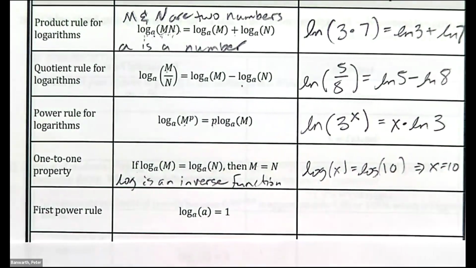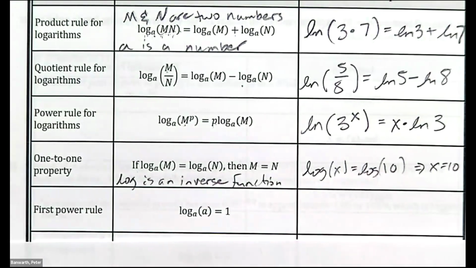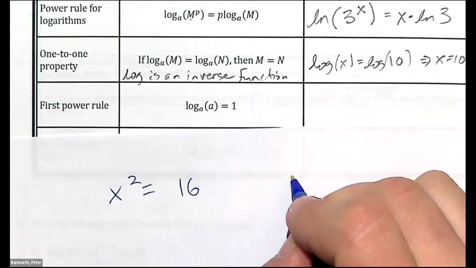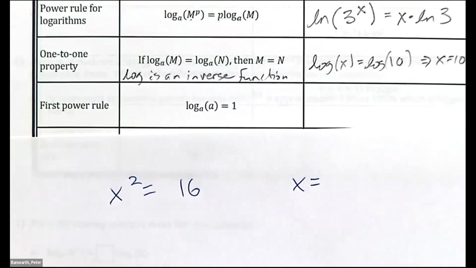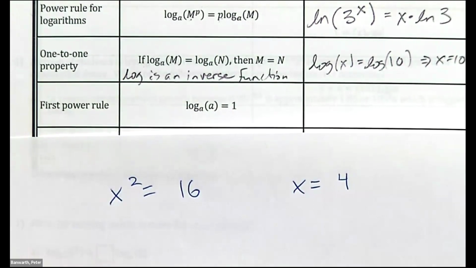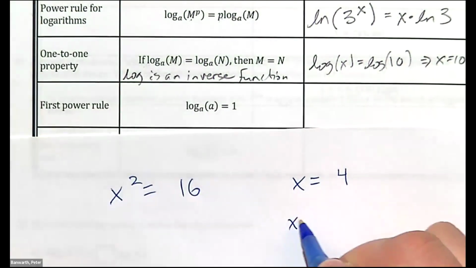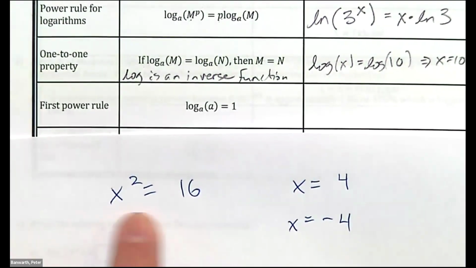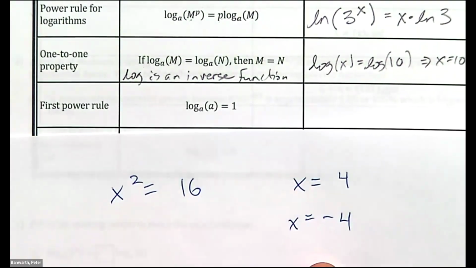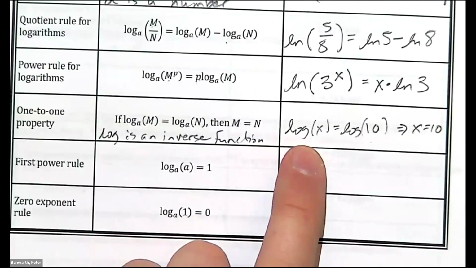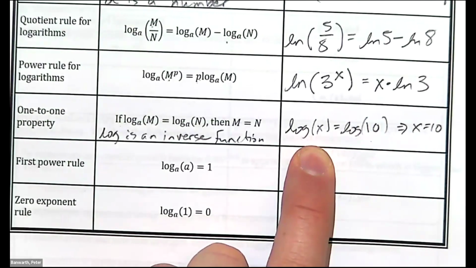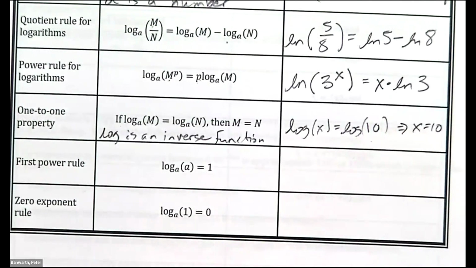Let's do another one. If I tell you that x squared is 16, you can't see that, then x has to equal 4 or -4. If I know that x squared is 16, I don't know what x equals. But if I know the log of something is equal to the log of x, then I know that thing is equal to x. Right?